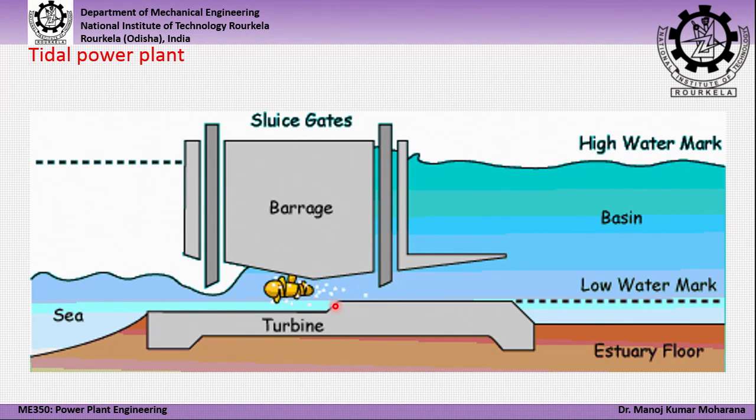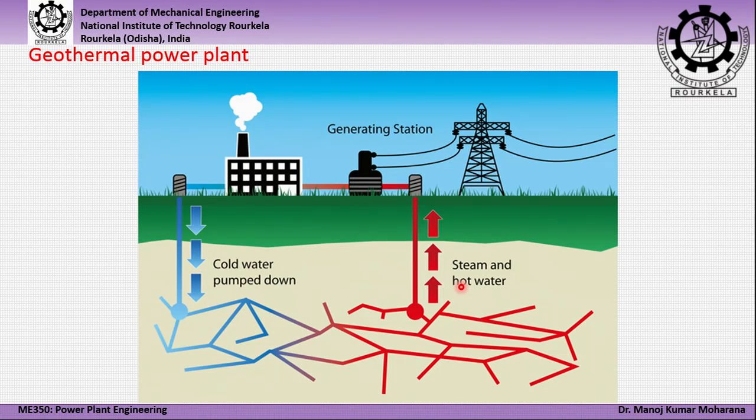Along this passage there will be a turbine. So, the water on the inside of this dam will be at a higher level, and the sea level will be lower because the water level is decreasing here. That is why naturally the water will start flowing from this high water mark reservoir towards the sea, and as a result the turbine will rotate, and this turbine will run a generator, and from the generator we obtain the electrical energy. So, here also the concept of obtaining electrical energy is the same, that means rotating the shaft of an electrical generator.